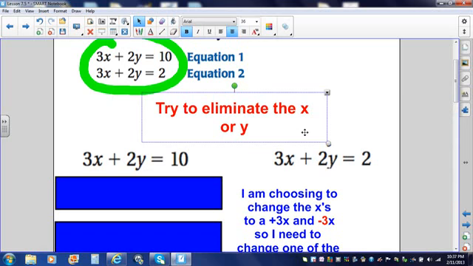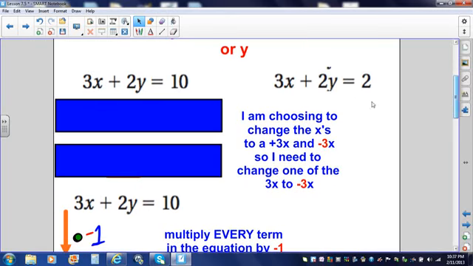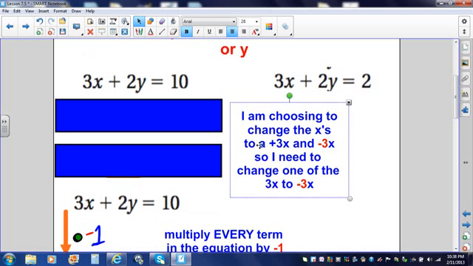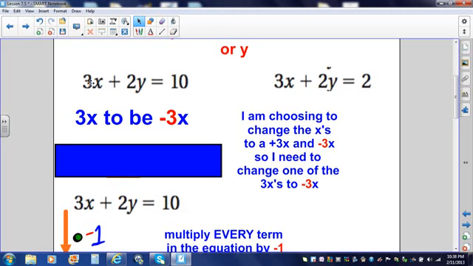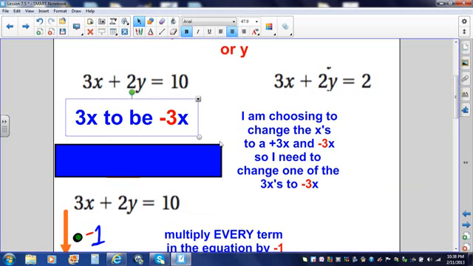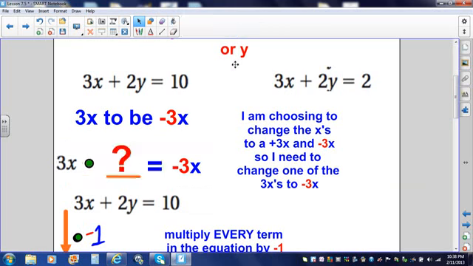We are going to try to eliminate either the variable x or the variable y. I'm choosing to change the x's to a plus 3x and a minus 3x. So I need to change one of the x's. We need to change one of the 3x's to a negative 3x. So I'm going to take this 3x and I want it to be negative 3x. I'm going to ask myself, 3x times what number would give us negative 3?